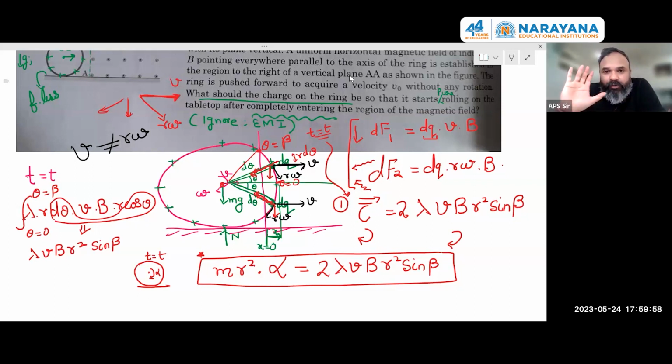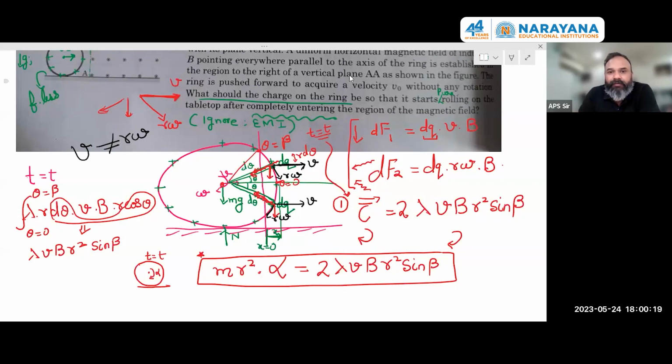And the magnetic force which is acting on the r omega component cannot provide torque about center of mass. So basically, I wrote the net torque about the center because of all the magnetic forces acting on the portion of the charge which is inside the magnetic field at that point of time.